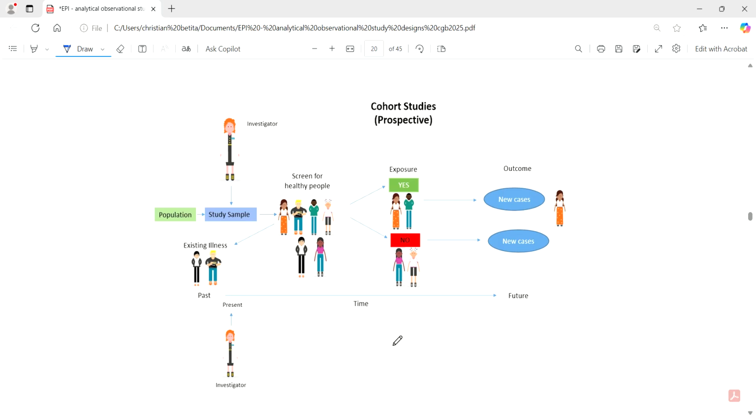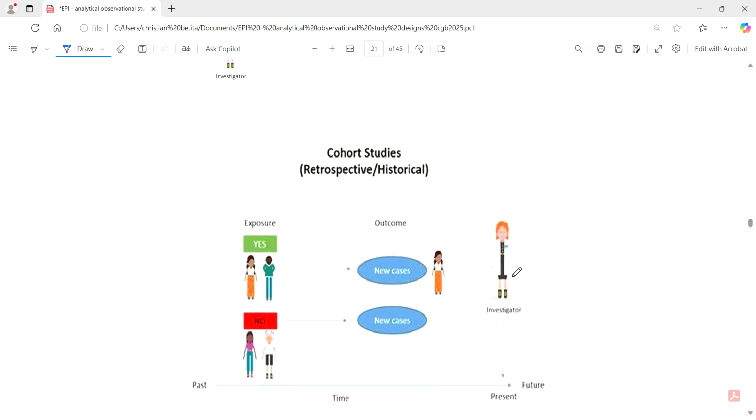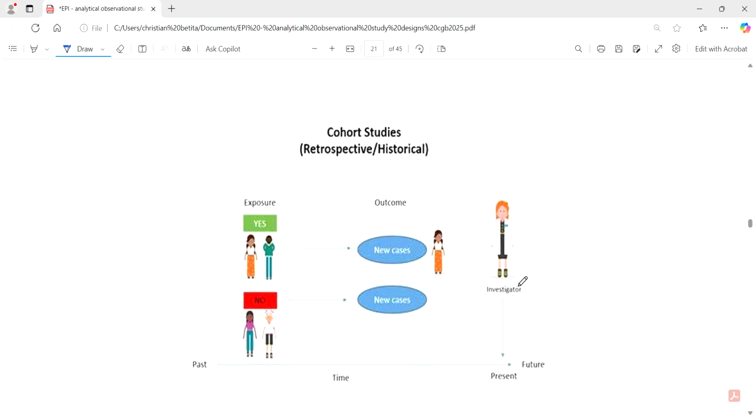Okay, so this is just the general schema for a cohort study. Your investigator is in the present, and he gets data on the population. He assembles his cohort and then follows up the patients in the future for their outcomes. In a retrospective cohort, your investigator is in the present. He assembles the cohort by exposure and outcome, and he looks back through the patient's medical records to see when and where the exposures took place.